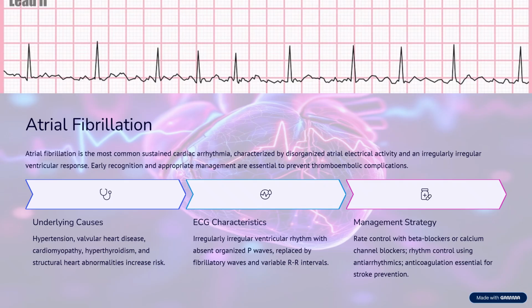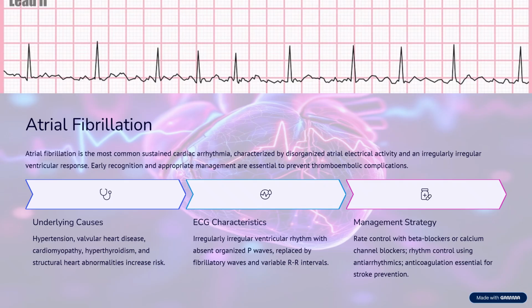Common causes of atrial fibrillation include hypertension, coronary artery disease, valvular disease, especially mitral disease, heart failure, thyroid disorders, lung disease, and post-cardiac surgery. It can also appear in otherwise healthy individuals, especially with stress, caffeine, alcohol, or stimulant use.